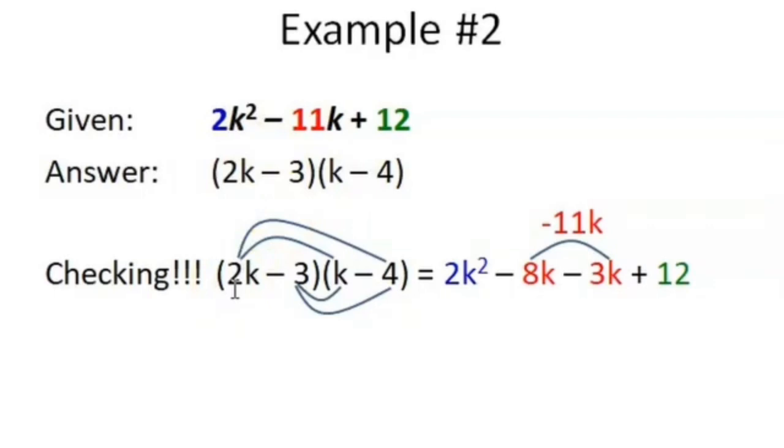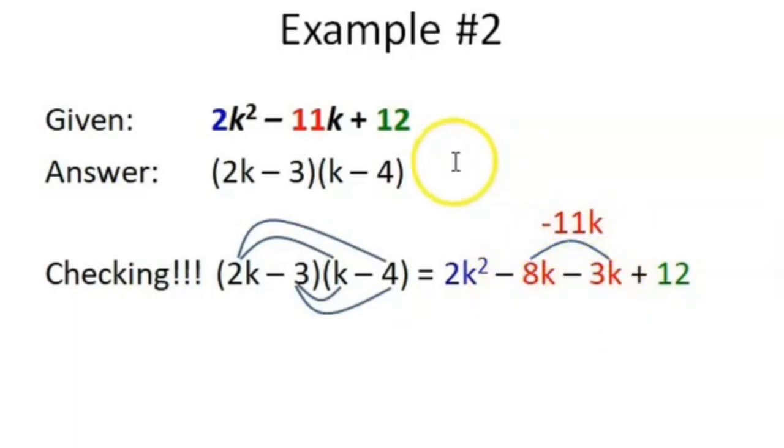So F, for our first terms, we have 2k and k. 2k times k, the result is 2k squared. O, outer terms, 2k and 4. 2k times 4, this is negative 4, so therefore our answer is negative 8k. Then I, inner terms, we have negative 3 and k. So negative 3 times k, the result is negative 3k. Then last terms, we have negative 3 and negative 4. So negative 3 times negative 4, the result is positive 12. Combine like terms, we have negative 8k and negative 3k. So the result is negative 11k.